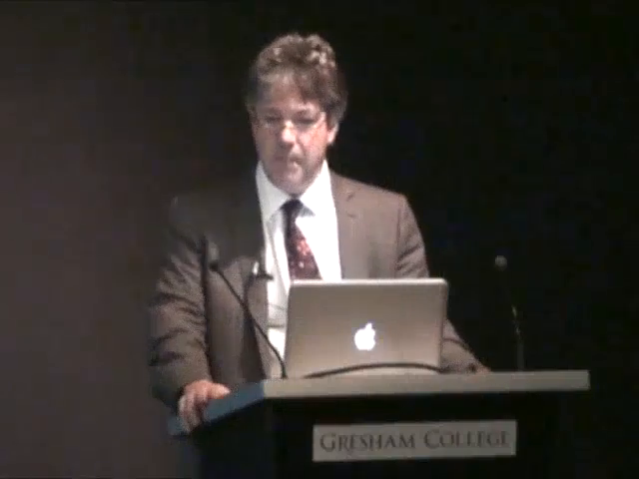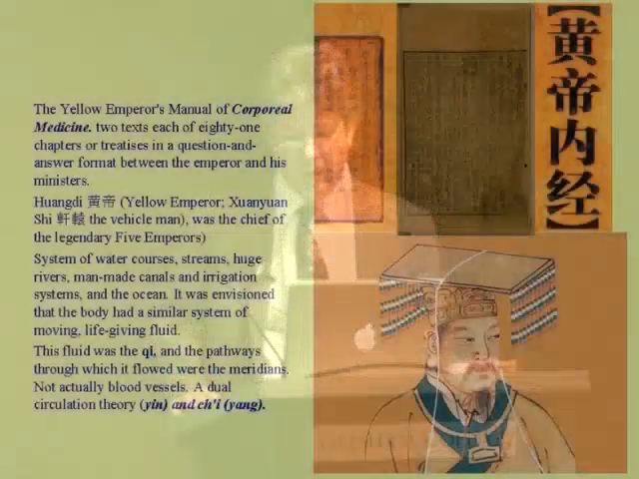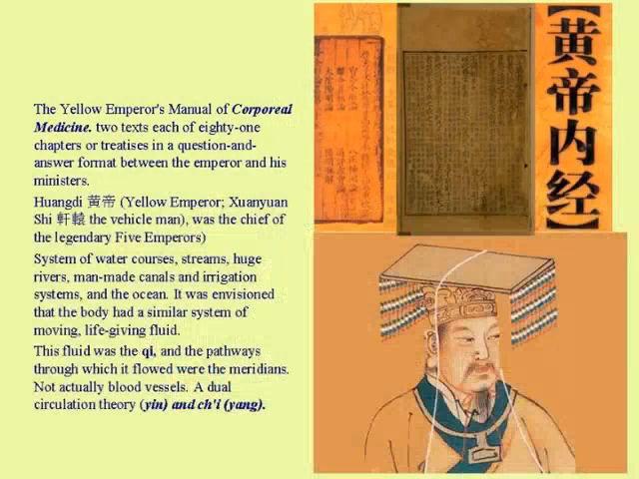Now, as always, we come back to China because there's so many myths about China and Chinese medicine, and there's so much truth hidden there in a language that's barely decipherable to most Westerners, as you can see on the right. This is the Yellow Emperor's Manual of Medicine. There are two texts, each of 81 chapters, and it's put in a question and answer format. The reason it was done in this format was so that you wouldn't offend a particular emperor and have your head cut off or be expelled from the country.